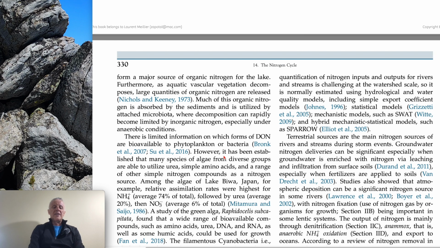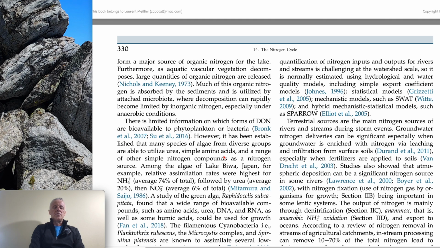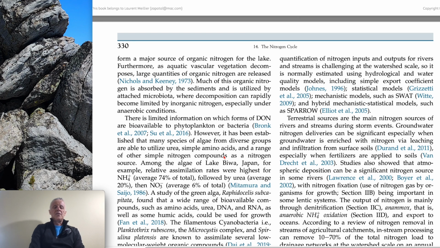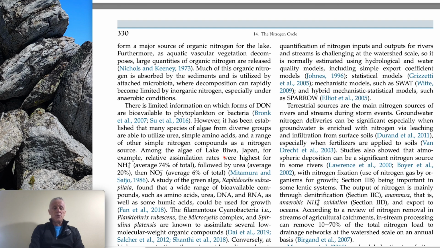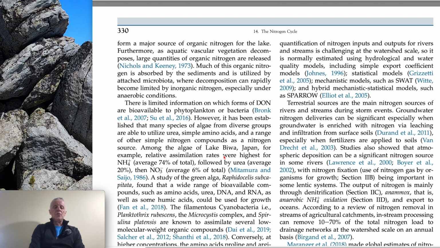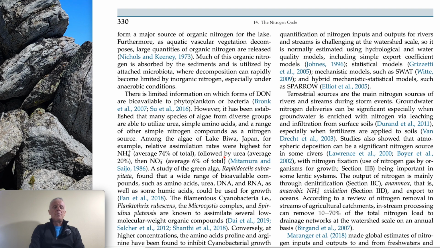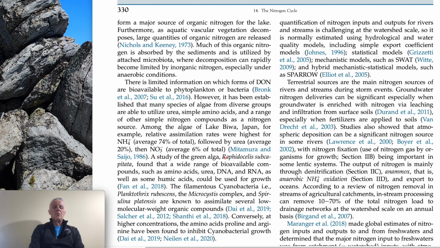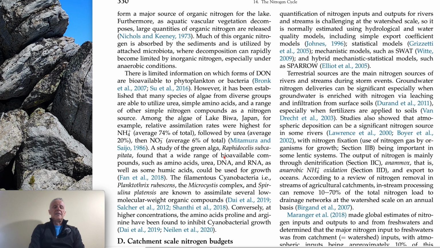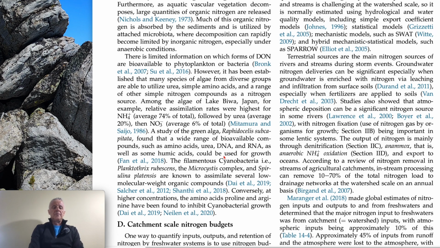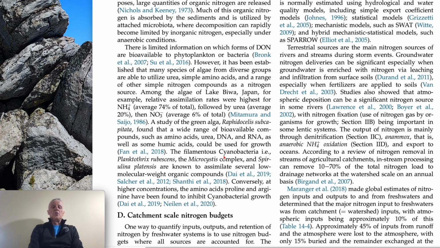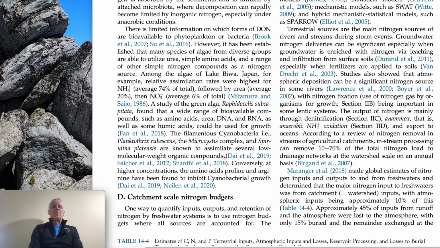Furthermore, as aquatic vascular vegetation decomposes, large quantities of organic nitrogen are released. Much of this organic nitrogen is absorbed by the sediment and is utilized by attached macrobiota, where decomposition can rapidly become limited by inorganic nitrogen, especially under anaerobic conditions. There is limited information on which forms of dissolved organic nitrogen are available to phytoplankton or bacteria.